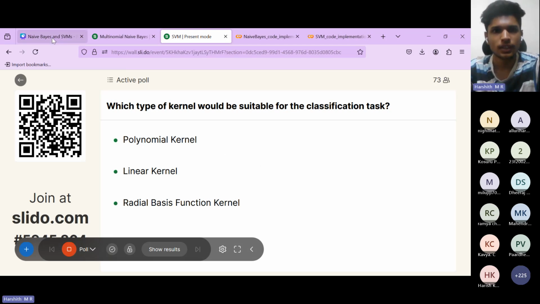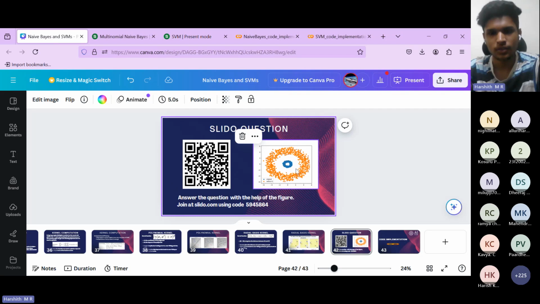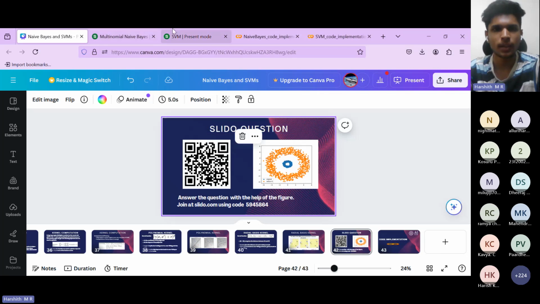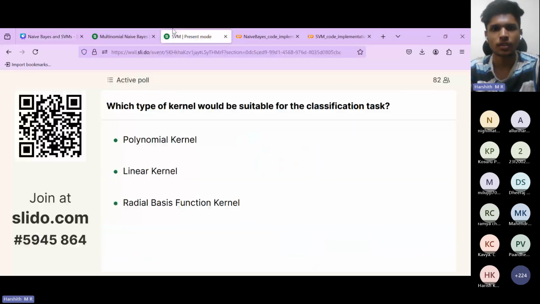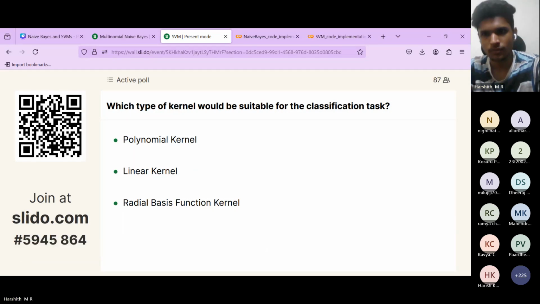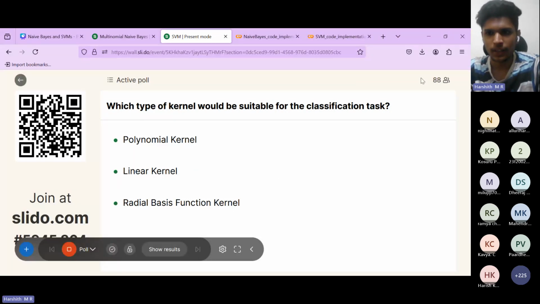If you want to see the data, it's this. It's just 2 concentric circles. The orange belongs to one class and the blue belongs to another class. You need to tell which kernel can be used to classify these 2 classes more effectively. All 3 kernels would be able to classify to some extent, but you need to tell which kernel would be most suitable for this case. We'll wait till 100. I think 89 people have responded.